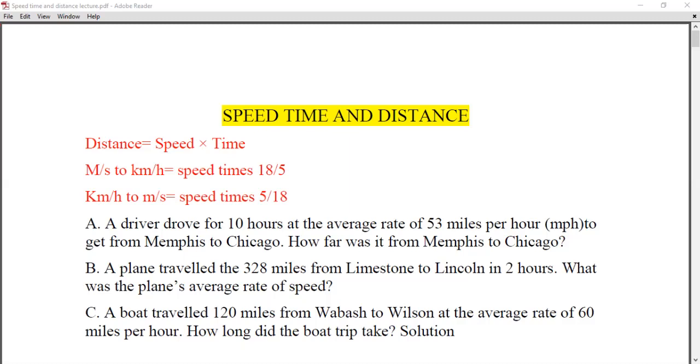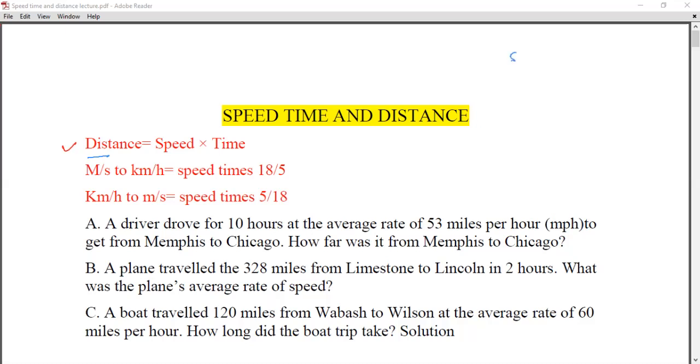So speed, time, and distance. The three major formulas you need to remember here: speed equals distance over time, which is eventually distance equals speed times time. So this is the very first formula we are going to study here.